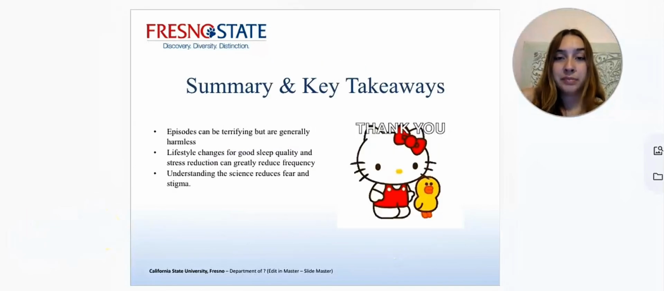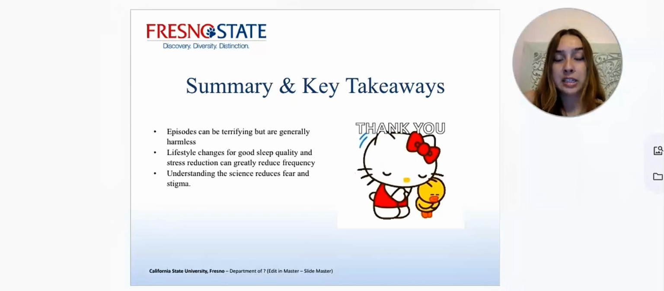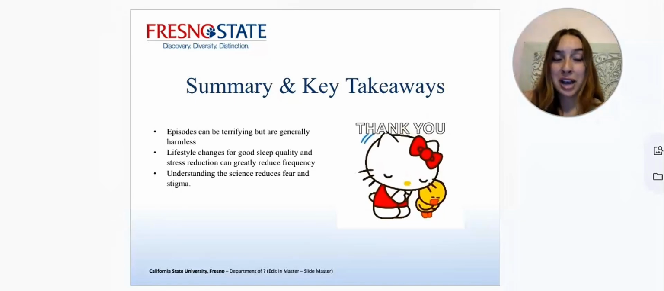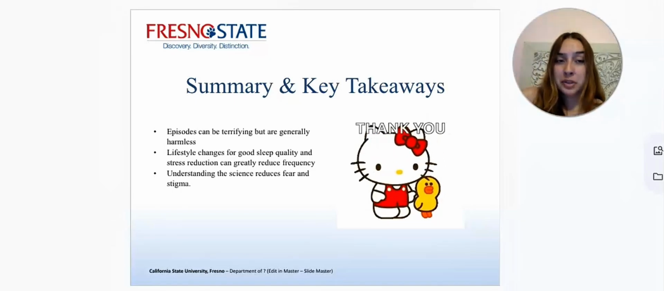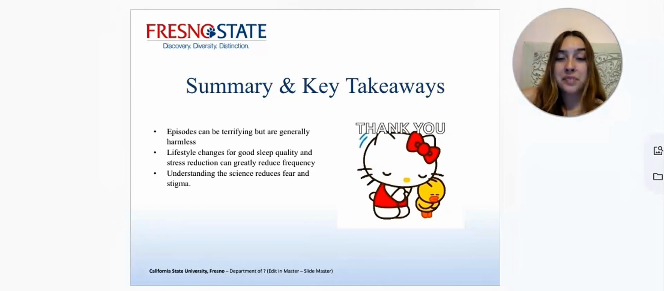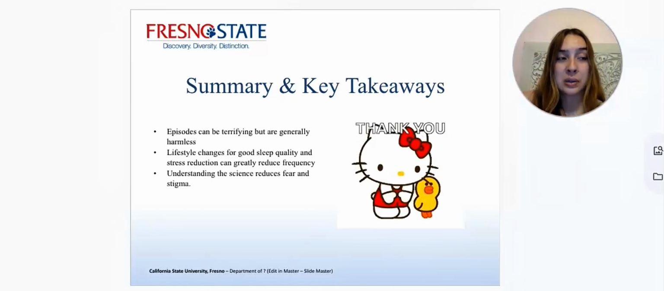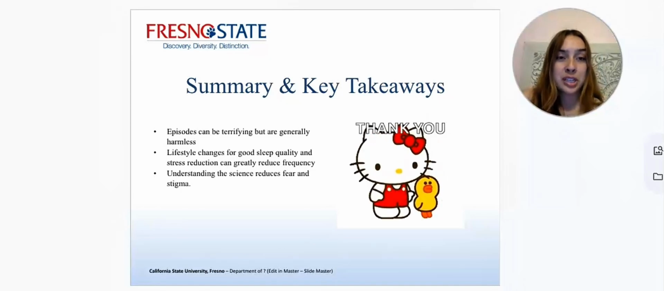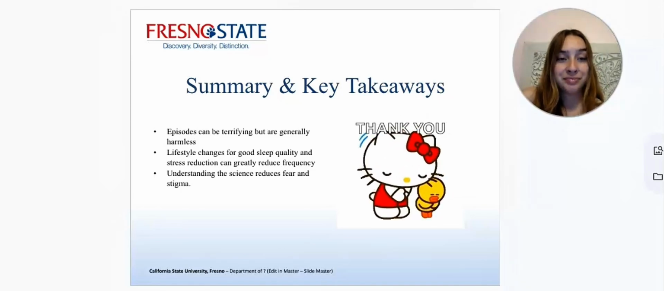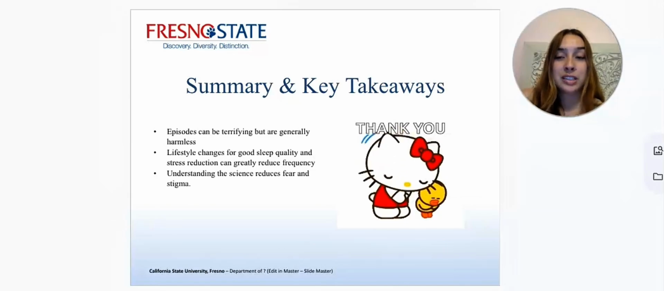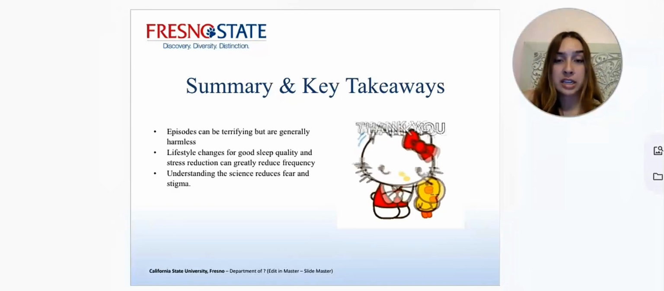Sorry, so some of the summary and key takeaways. Obviously, the episodes can be very terrifying, but generally, nothing happens. They're harmless. Typically, after I would say 30 minutes to an hour, it's gone. Some lifestyle changes, good sleep quality, and stress reduction can greatly reduce the frequency of sleep paralysis. So, try to get good sleep, reduce that stress, and give yourself a little more relaxed time for better sleep quality.